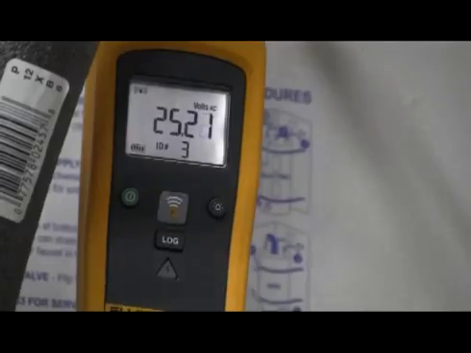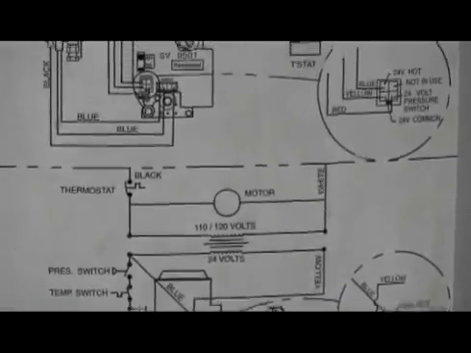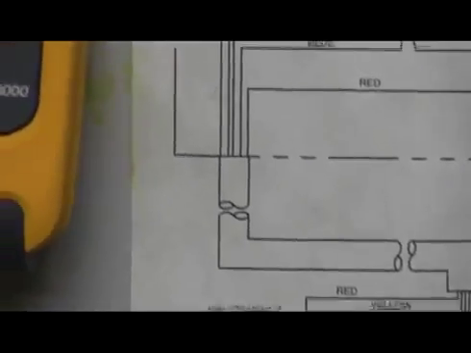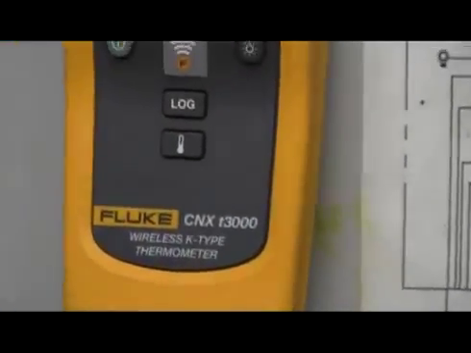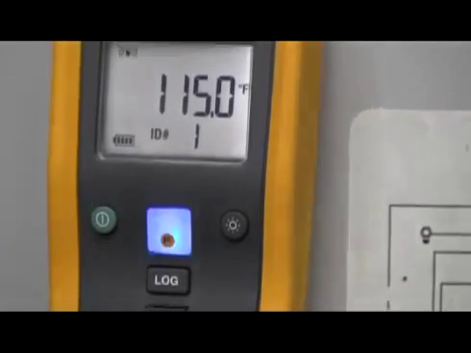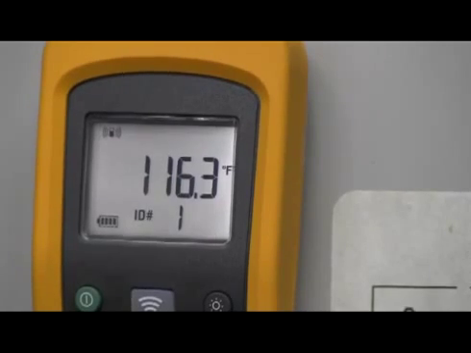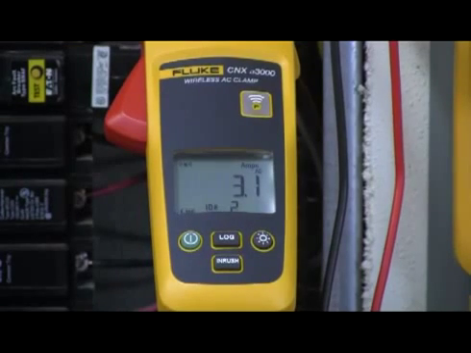Each module displays independently whether it's synced or not, as each one does have its own display, as well as the ability to log. You can see here we have 3.1 amps going through the circuit.